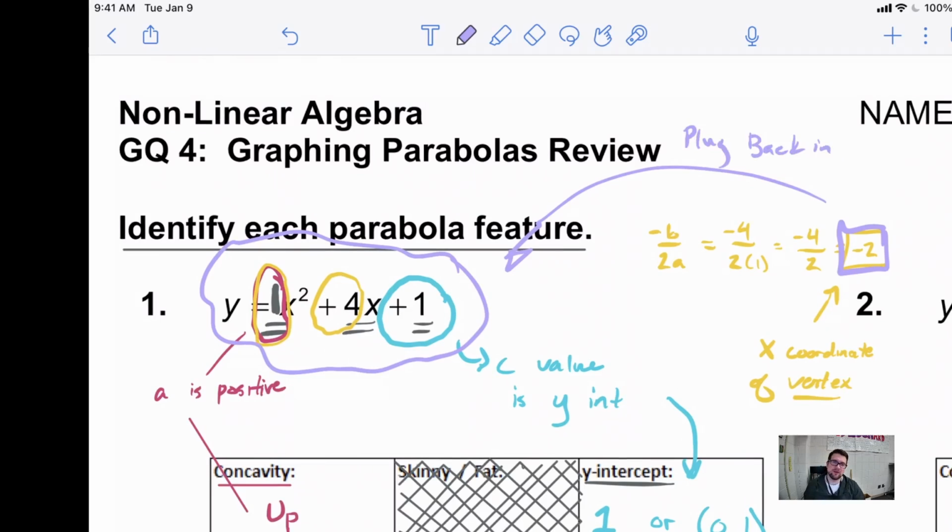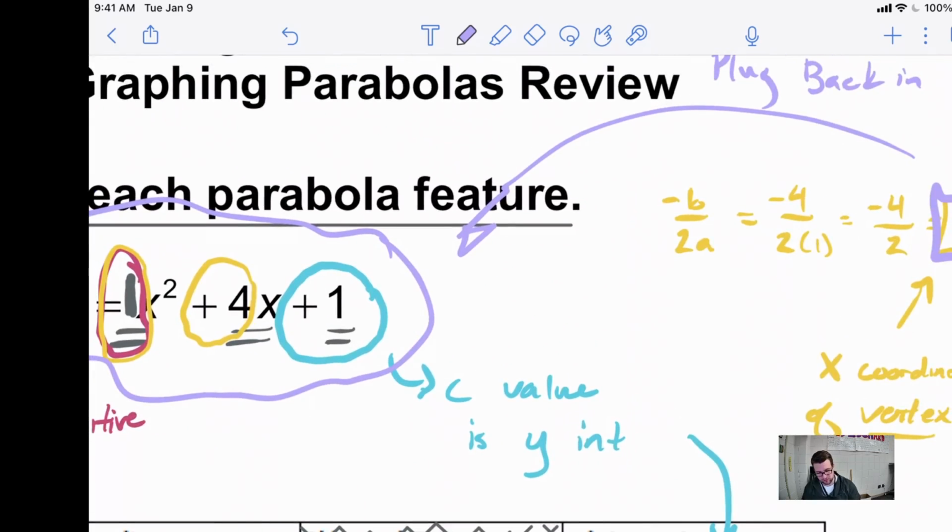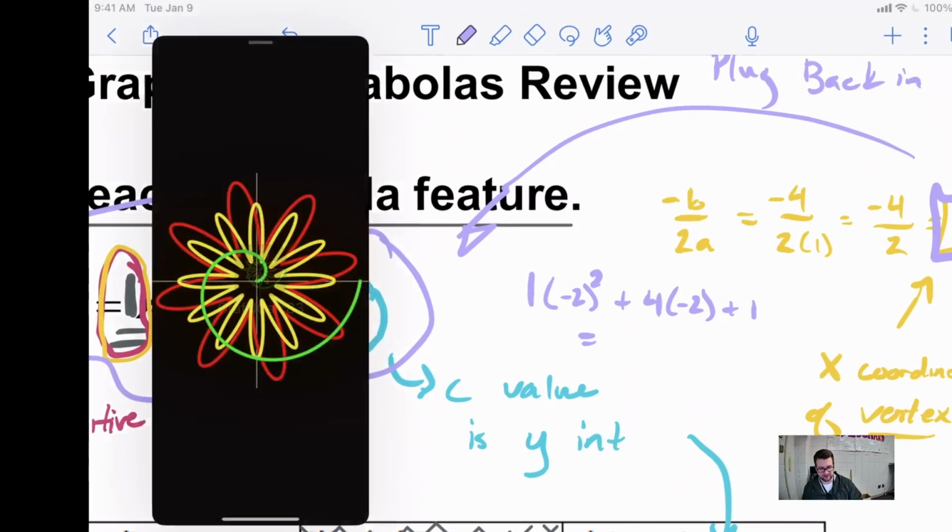And whatever value comes out, whatever number, that's going to be the y coordinate. So coming over here, I know I'm running out of space. I'm sure you guys are too. We have 1 times negative 2 squared plus 4 times negative 2 plus 1. And like I said, this is something you can absolutely put on your calculator. You just want to be really careful with those parentheses when you do it.